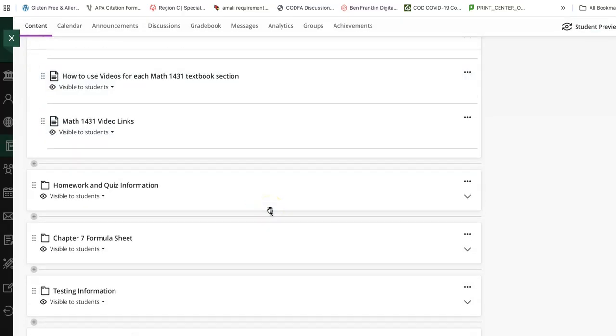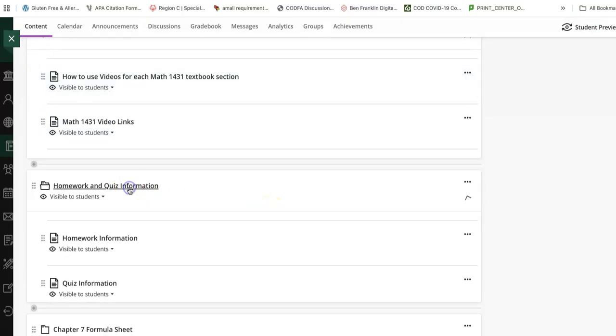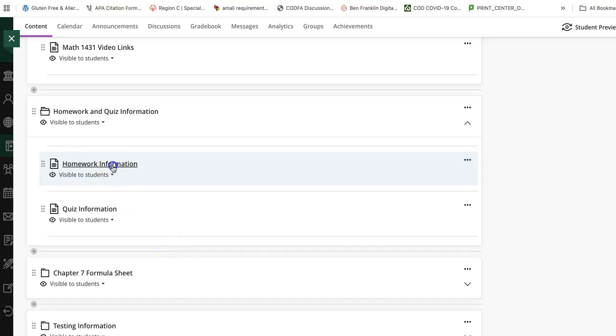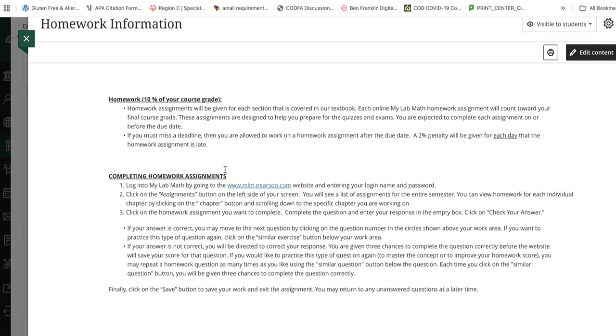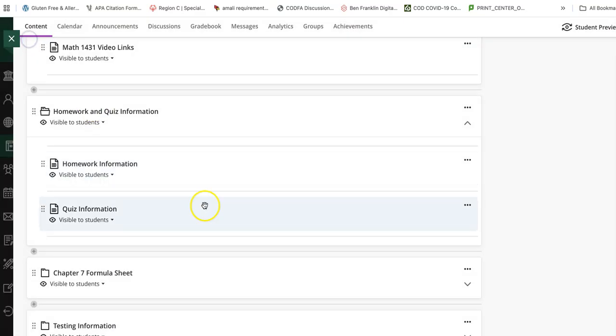Information on homework. Very specific information on, again, it's 10% of your grade. Where to go to find homework is the MyLab Math Pearson website. And then I give a little bit more information about what to do, steps along the way. In just a minute, I'm going to go to our MyLab Math website and I'm going to go through that information with you. Quizzes are very similar.